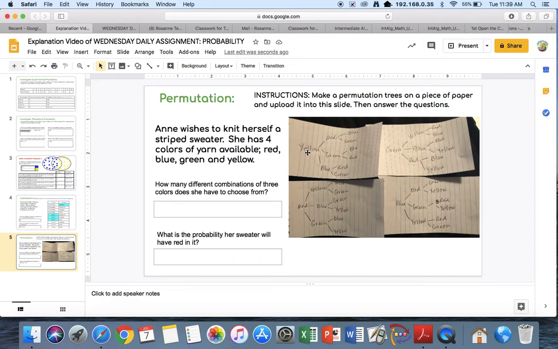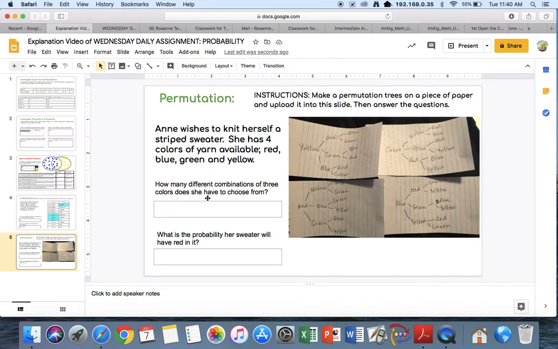So like the first one, I could do yellow, red, and blue. So that would be the stripes: yellow, red, and blue, and they keep repeating. Or I could do yellow, red, and green. So there's one set of them. Here's another, and here's another, here's another. So we have 4 different sets because we have 4 different colors that we could start from.